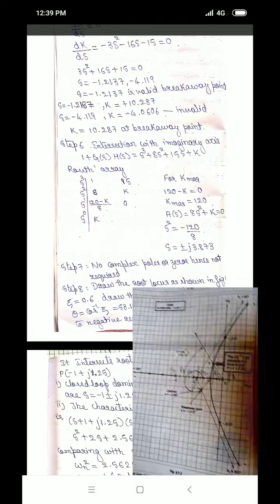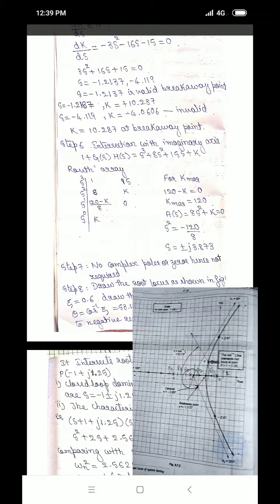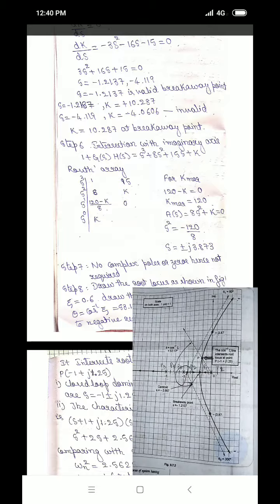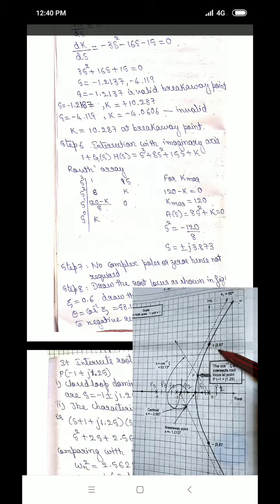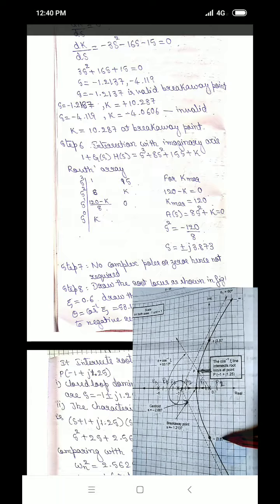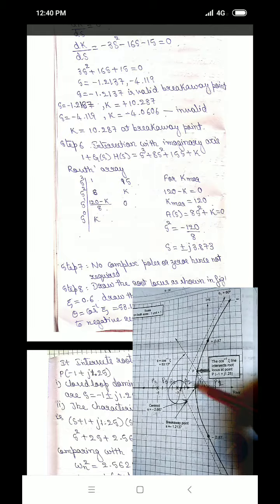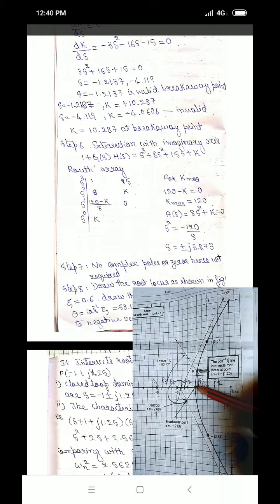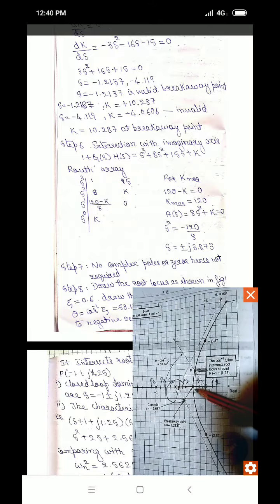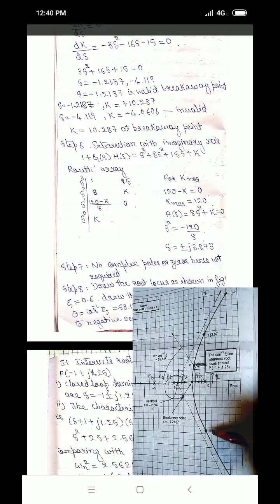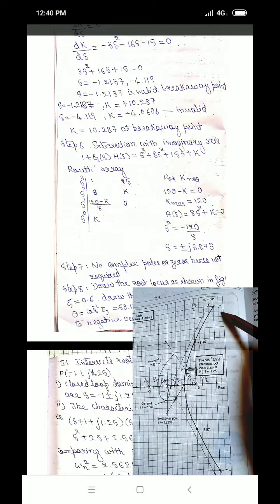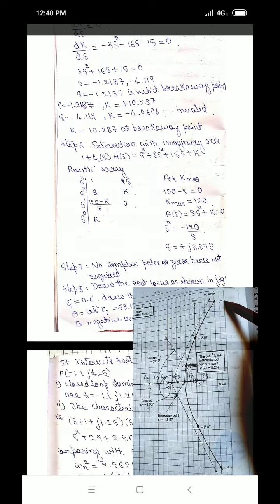Next, step 7. You can mark the plus or minus 3.873. You can see here the plus j 3.87 and here minus j 3.87. From the breakaway point you join this. From the breakaway point to plus j 3.87, and here also mark from the breakaway point to minus j 3.87. It will go up to infinity. This is also the same, it will go to infinity.